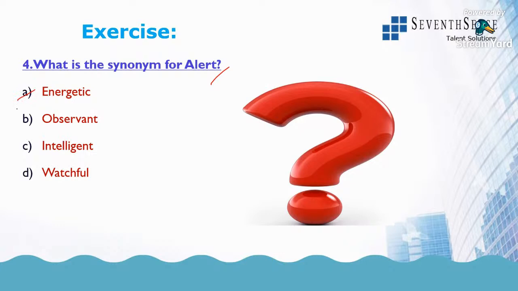Energetic won't be the answer. Intelligent won't be the answer. We are confused between observant and watchful. An observant person is going to observe the things only, but he is not going to correct them. But a watchful person will watch what wrong things are going to happen, what wrong things are happening, and he is going to correct them. He is the alert person. So the synonym for alert is going to be watchful.